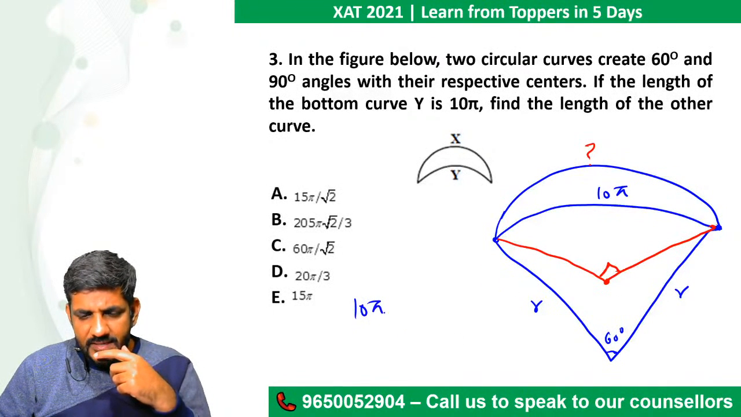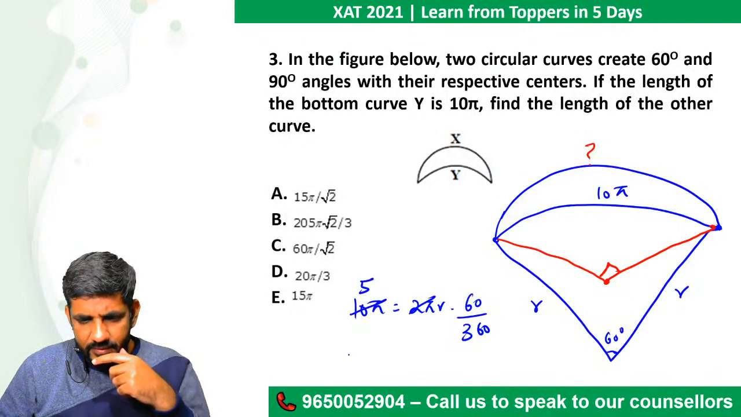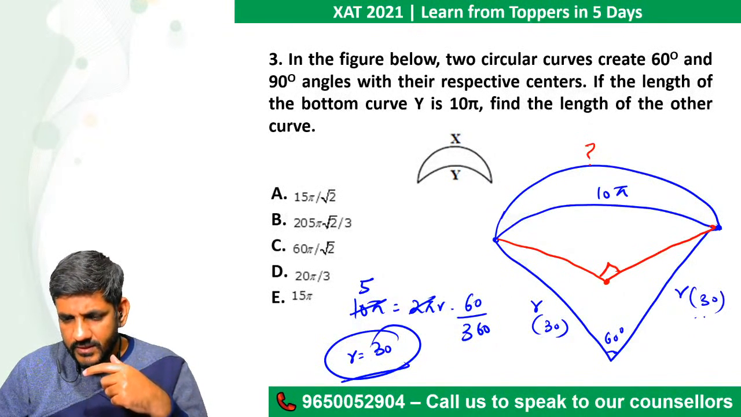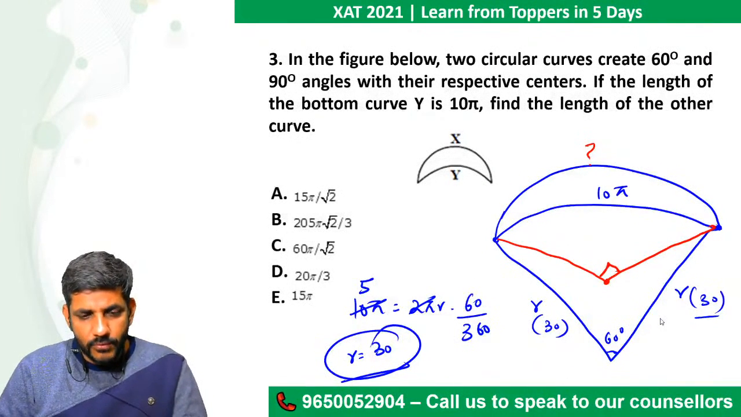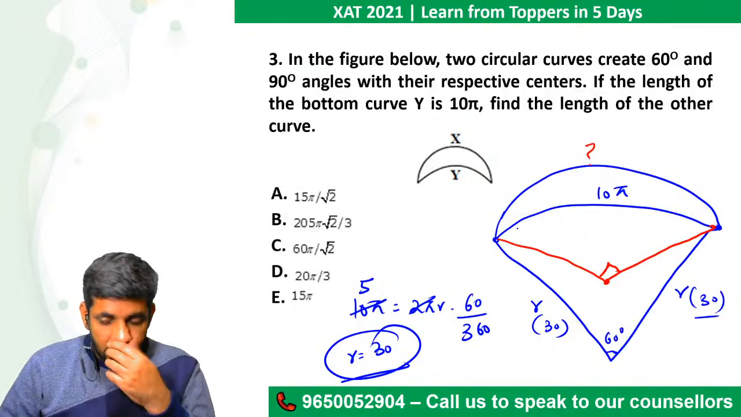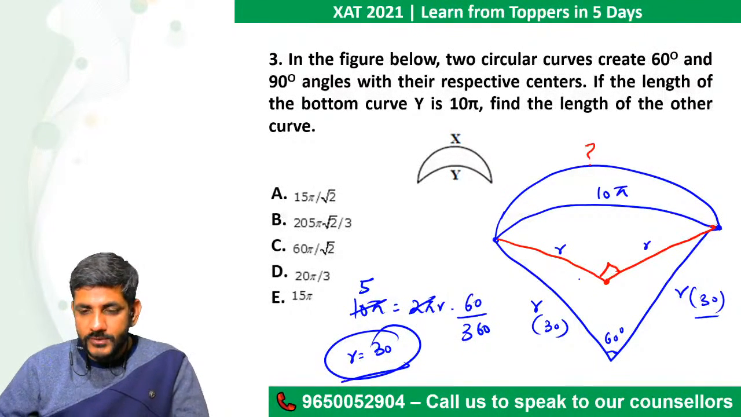First of all, I can say that 10 pi is equal to 2 pi R into theta by 360, that is 60 by 360. So 10 pi over 2 pi cancels out to 5. This gives me R as 30. So R I have got as 30 here, and this should also be equal to 30. They both should be equal to 30. Now I have to figure out the radius of this red one as well. How do I do that?